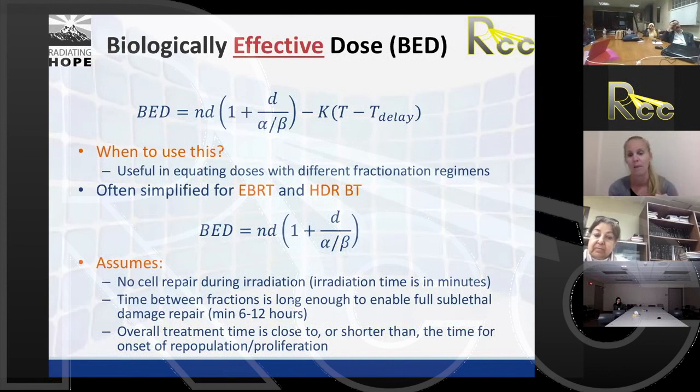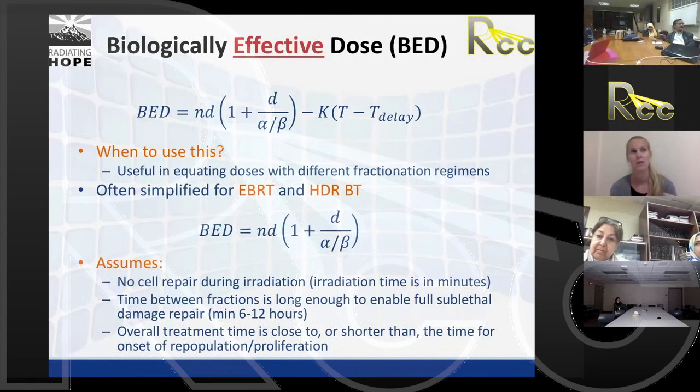Okay. In external beam and HDR brachytherapy, we usually simplify that biological effective dose equation and remove the last term of the equation. This is because we're assuming that there's no cell repair during irradiation. Okay, this is because we're irradiating these cells in the order of minutes rather than hours and days. We're assuming that the time between successive fractions is long enough that any sublethal damage done to the cells has been repaired. So this is a minimum of 6 to 12 hours.